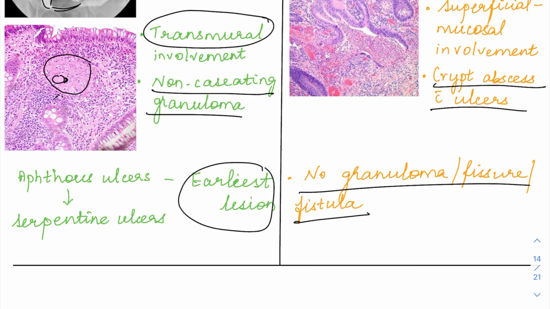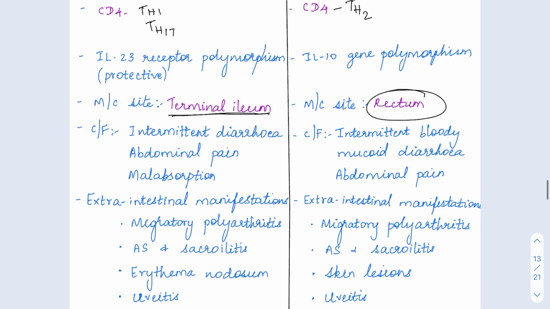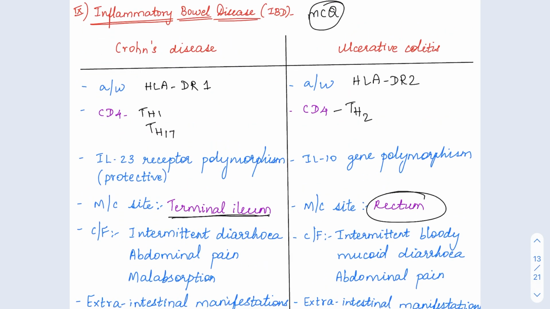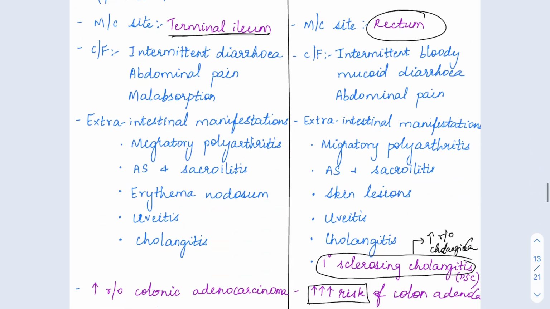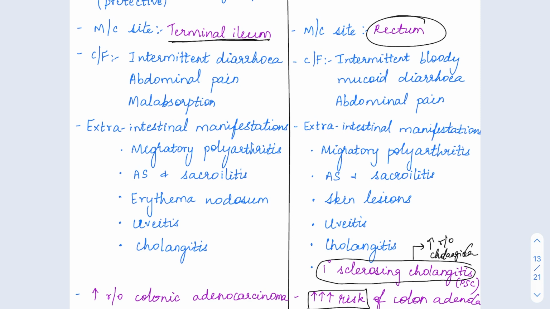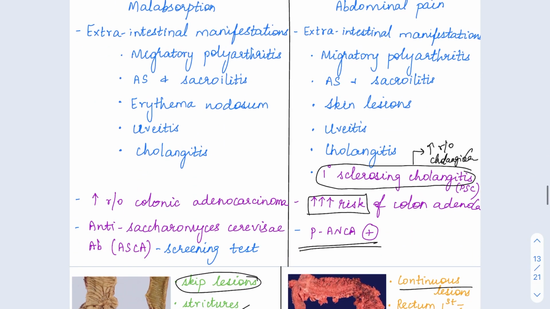It is the earliest sign, the earliest lesion in Crohn's disease, and these ulcers will have a serpentine appearance like a snake. So these are called serpentine ulcers. So in Crohn's disease, what were all important? So firstly, the HLA association was different. HLA-DR1, HLA-DR2, Th1 and Th17 response, Th2 response. Then we had this involvement of terminal ileum here. Then entire GIT can be involved most commonly. And here the rectum was most commonly involved, from where proximally it can extend, involving the pancolitis.